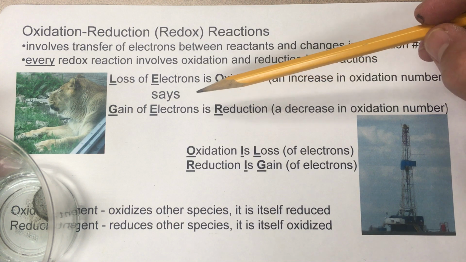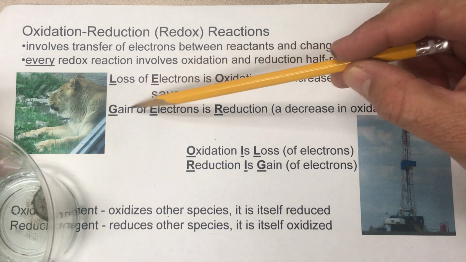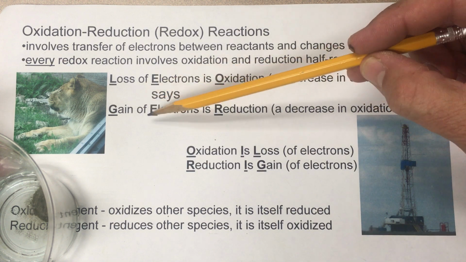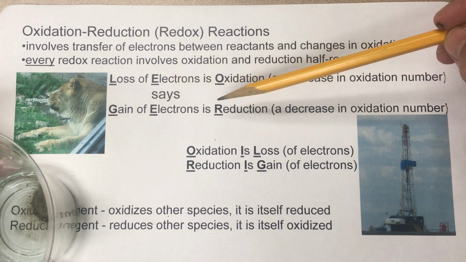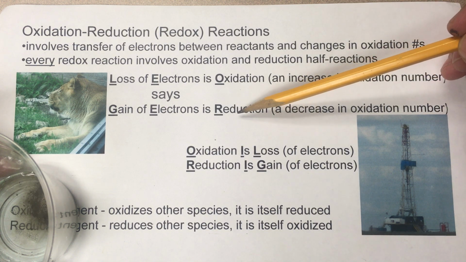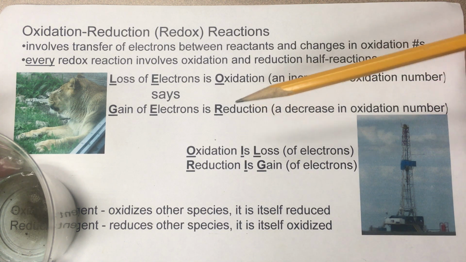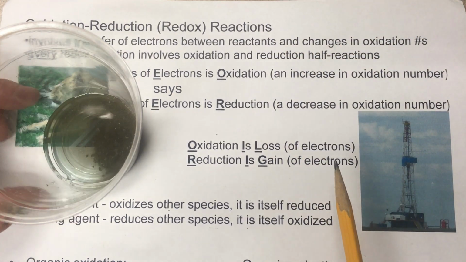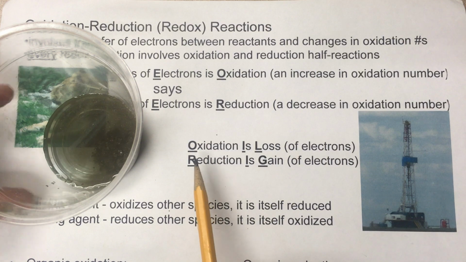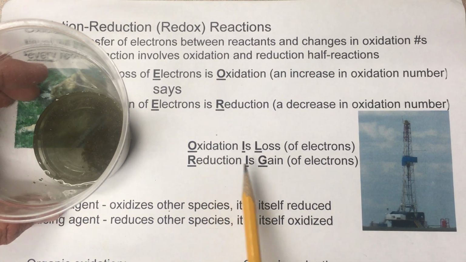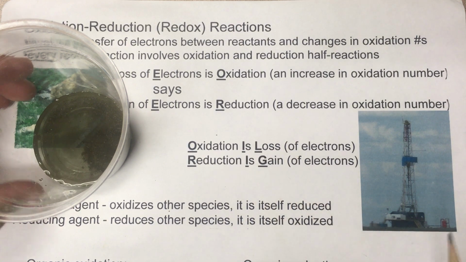This was always confusing to me when I first learned this, because how can gaining something be called reduction? Okay, when you gain a negatively charged electron, you have a decrease in the oxidation number, so that's where the word reduction comes in. Another mnemonic that has been popular over the years is OIL RIG, which is oxidation is loss of electrons and reduction is gain of electrons.